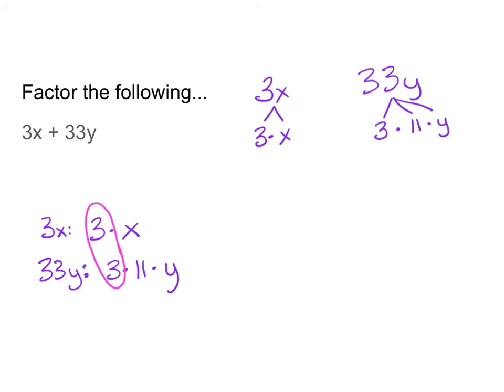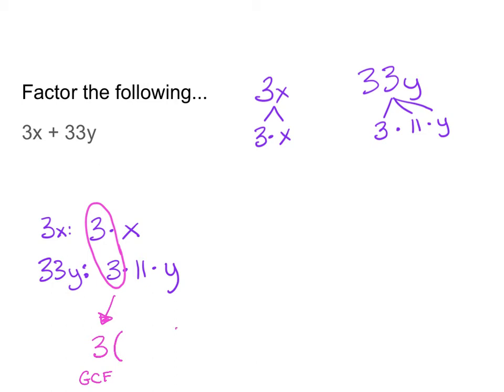Next, I have an x right here. Do I have an x on the bottom? No. So the only number that I have in common is the 3. So that means that I can pull out a 3 from the 3x and a 3 from the 33y. So my factor would be 3. This 3 goes out on the bottom. This is your 3, or your greatest common factor.